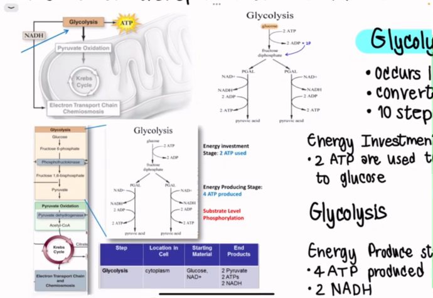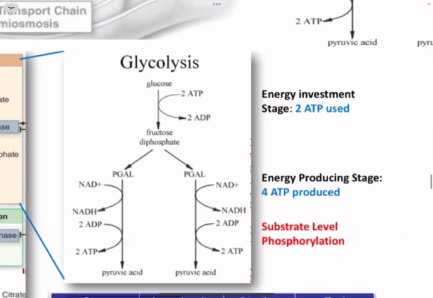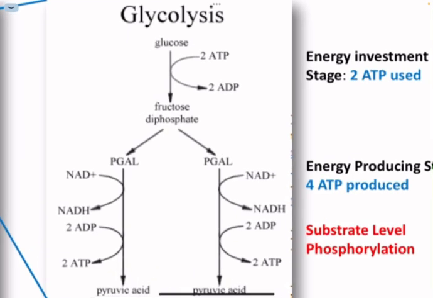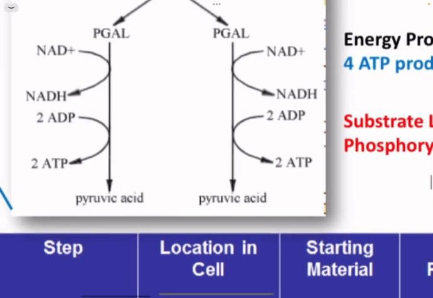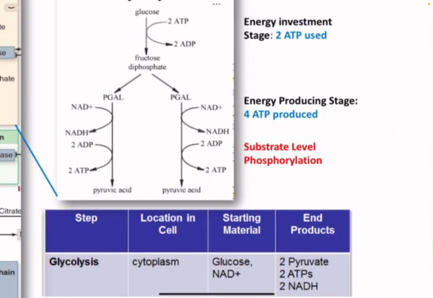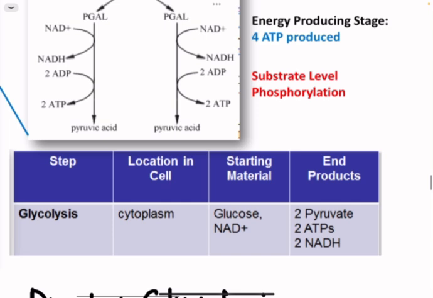So this is a picture of glycolysis. You can see that it used 2 ATP and NAD+ changed to NADH, and the result is 2 pyruvic acid. So glycolysis: location in the cell is the cytoplasm. Starting material is glucose and NAD+, and end products are 2 pyruvate, 2 ATPs, and 2 NADH.